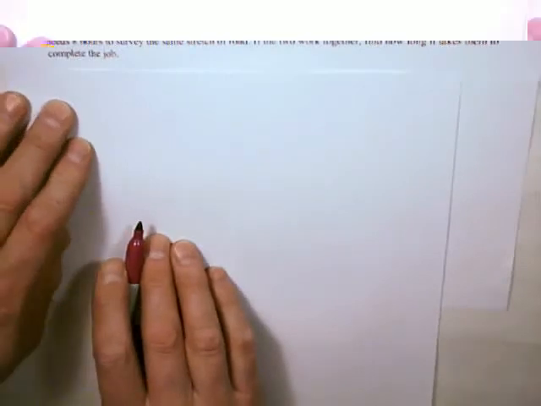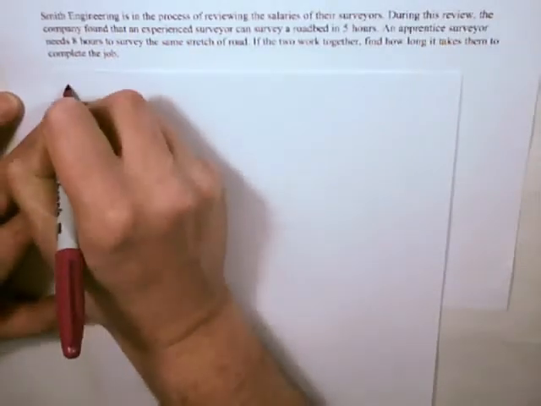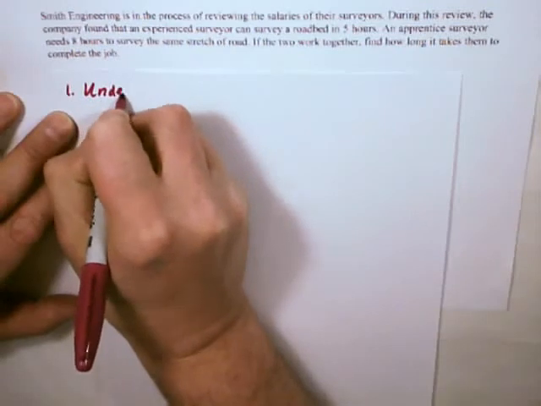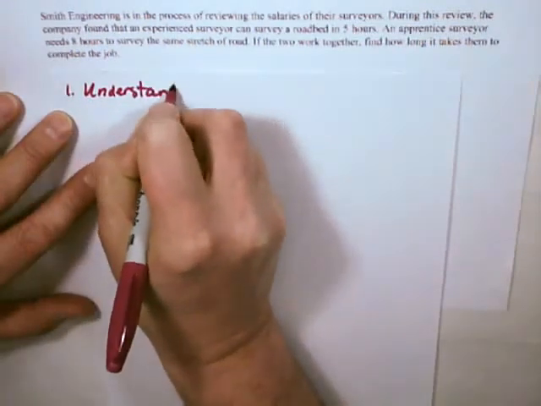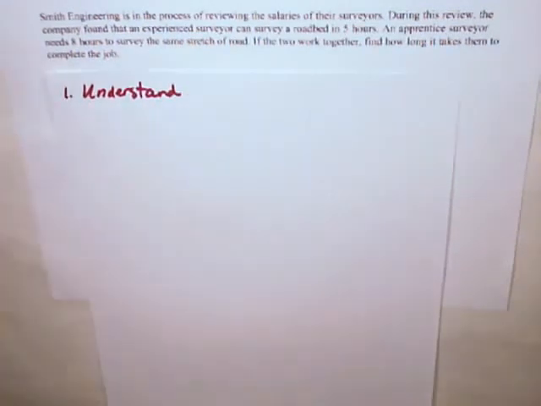Well, there's 4 steps to doing these kinds of word problems. The first step is you want to understand the problem. If you need to read it over a couple of times, well, you read it over a couple of times.